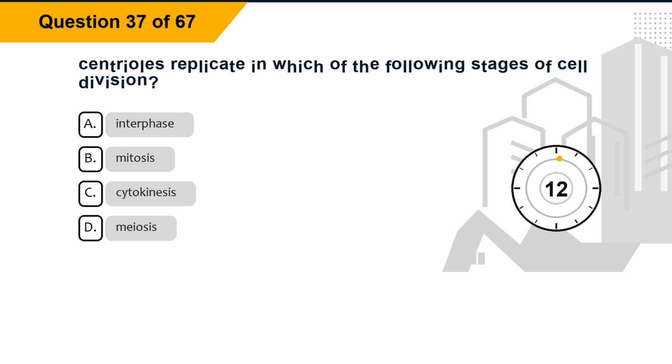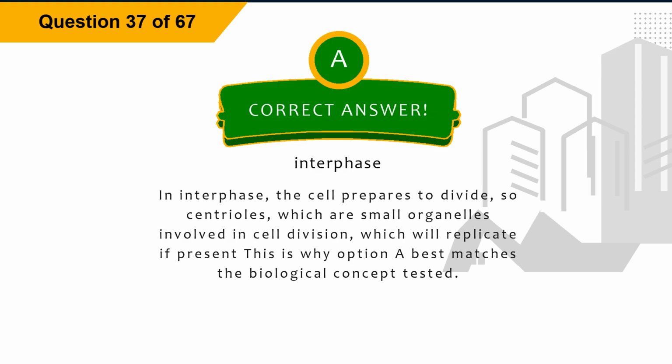Question 37. Centrioles replicate in which of the following stages of cell division? Option A, interphase. Option B, mitosis. Option C, cytokinesis. Option D, meiosis. The correct answer is option A, interphase. Explanation. In interphase, the cell prepares to divide, so centrioles, which are small organelles involved in cell division, will replicate if present. This is why option A best matches the biological concept tested.